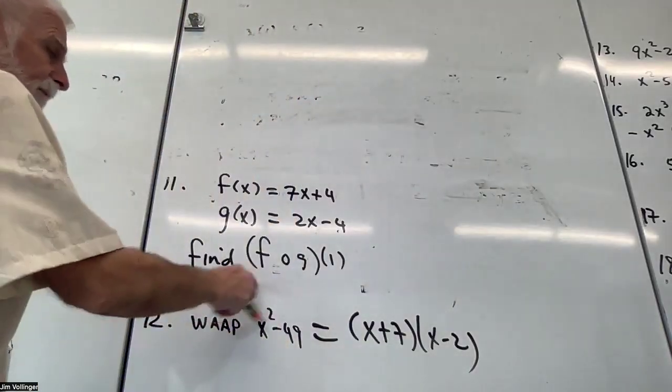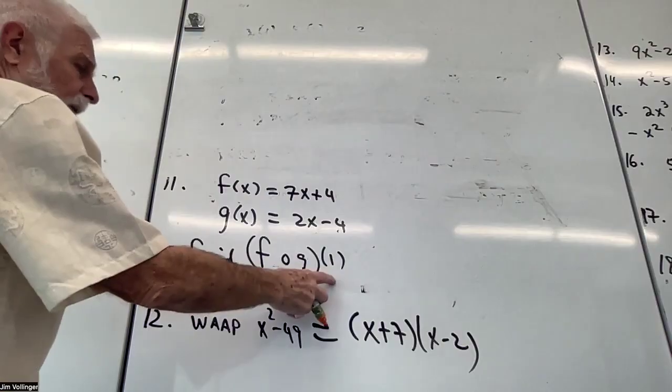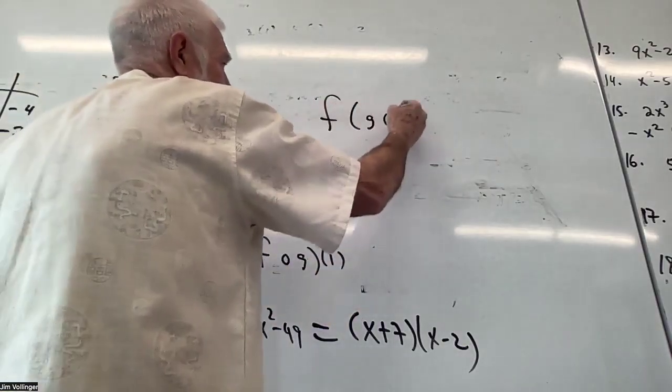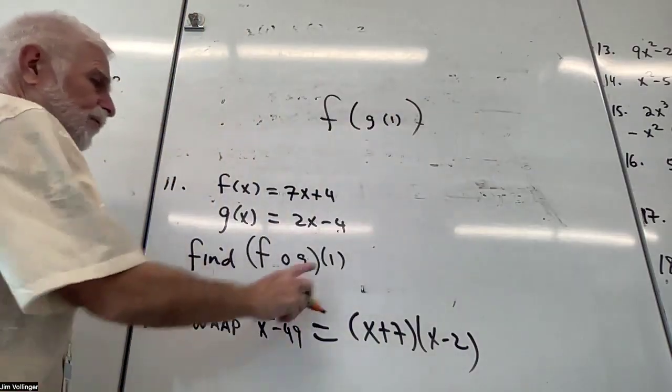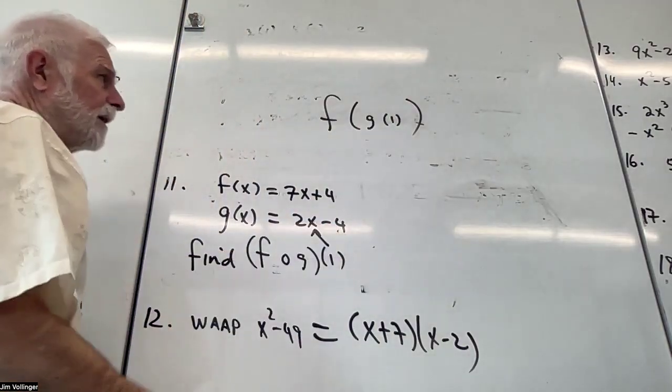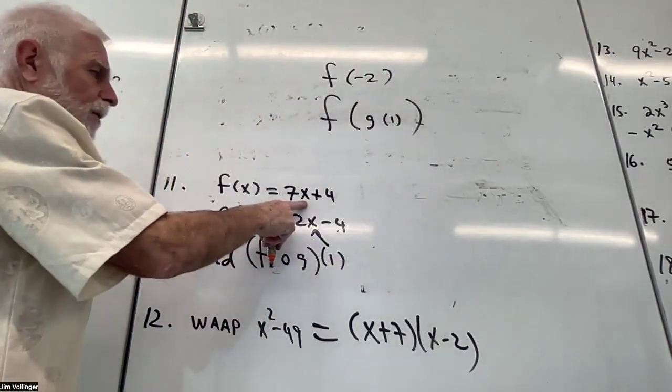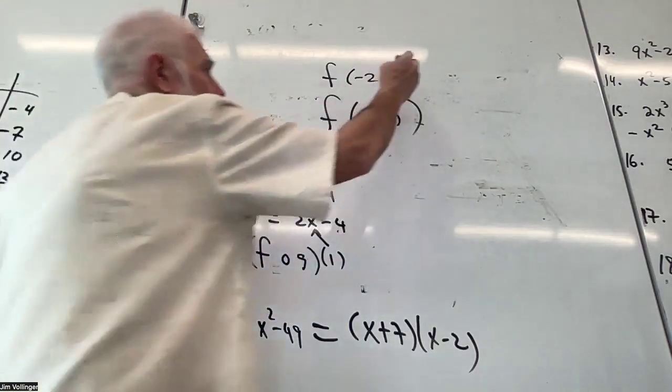All right. F of g of 1. I'm writing it that way because I think that's how your SATs get written. I like this notation better personally. So I'm going to do g of 1. I'm going to plug 1 in and I get -2. I'm going to do f of -2. I'm going to plug -2 in, -14 plus 4, -10.